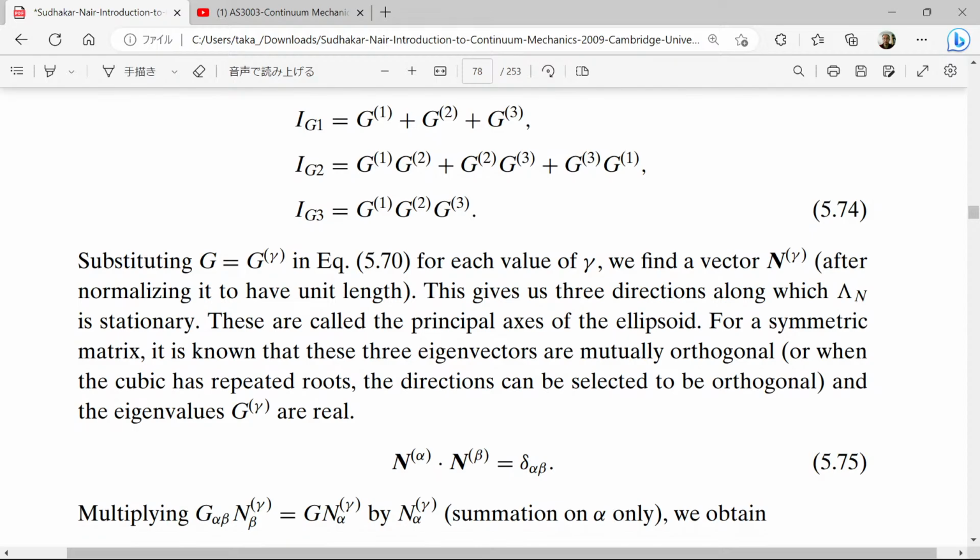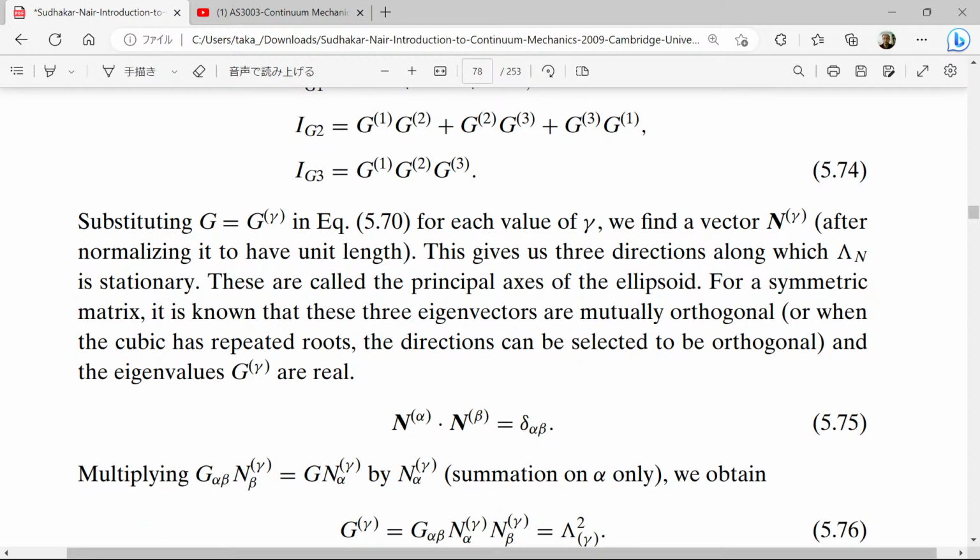Substituting G equals G gamma in equation 570 for each value of gamma, we find a vector n gamma after normalizing it to have unit length. This gives us three directions along which lambda n is stationary. These are called the principal axes of the ellipsoid.